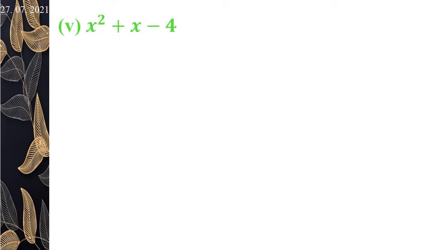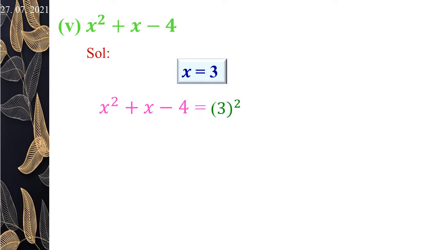Let's see fifth one, x squared plus x minus 4. Let us find the solution. The expression becomes x squared plus x minus 4, x equal to 3. Now substitute the x value in x's place. So x squared means 3 squared, plus x means 3, minus 4. Here 3 squared means 3 written 2 times: 3 3s are 9. Plus 3 minus 4. We get 9 plus 3 minus 4.